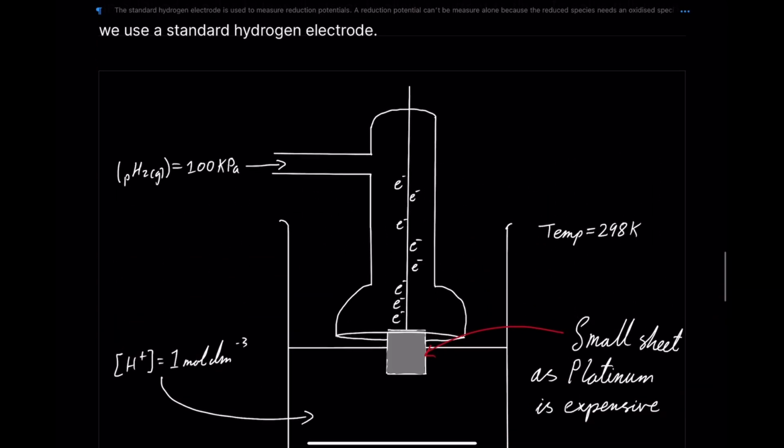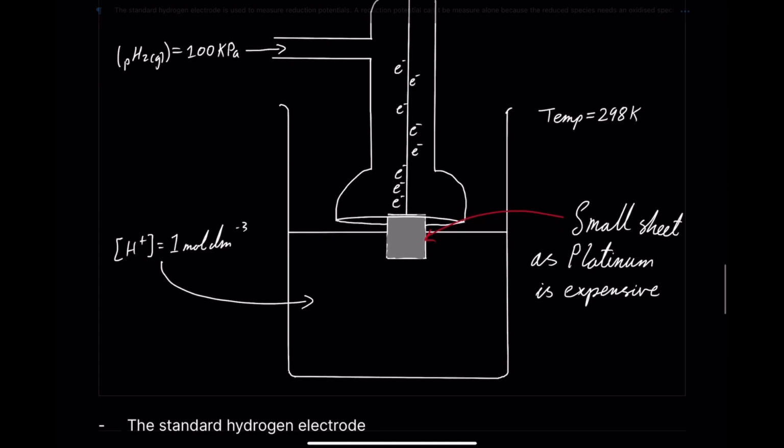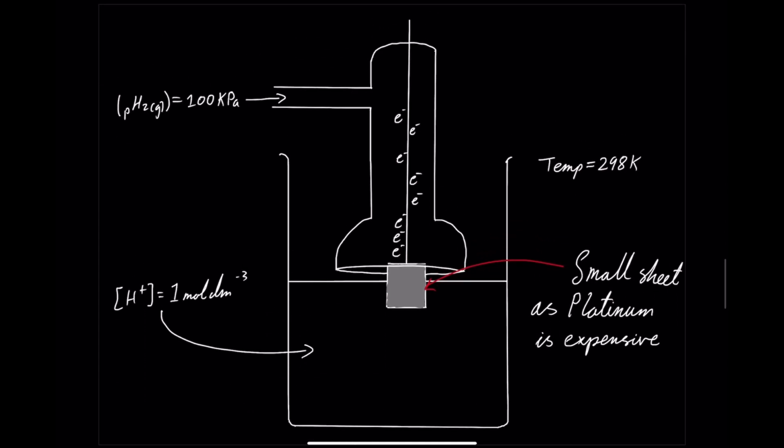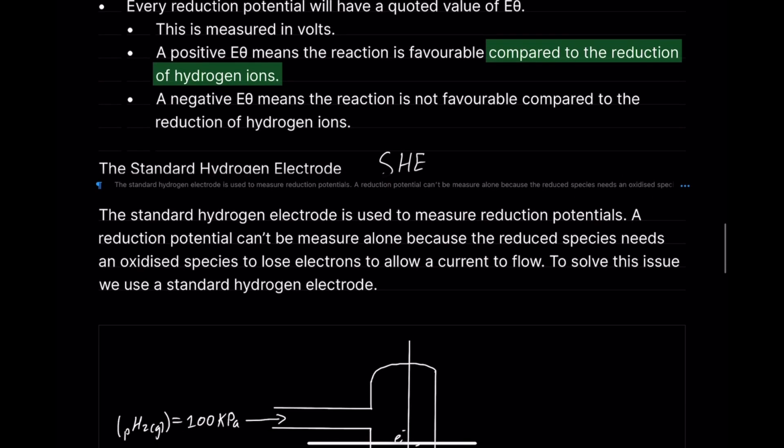You don't need to know about the dome too much. There is a reason for it. I don't believe you actually need to draw out the dome, so don't worry about that. But you do need to know what this little mechanism here with the platinum and the beaker, the electrolyte solution, and the actual standard values are.